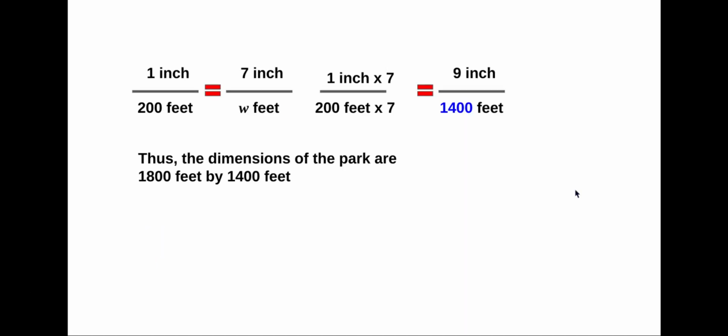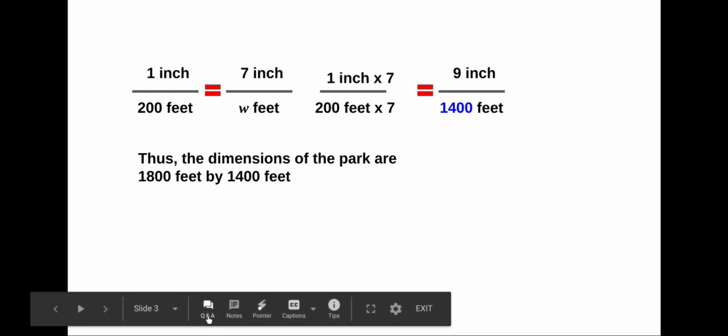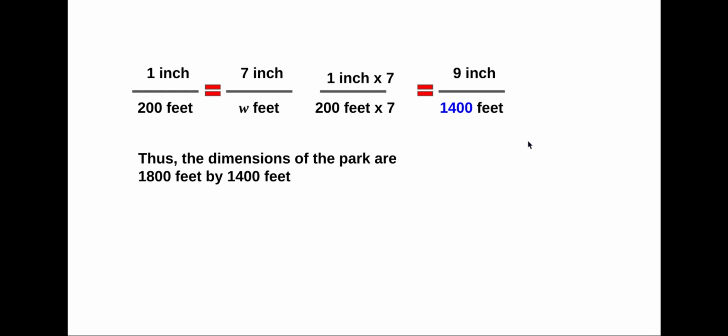So we know that the width is 7 inches. If 1 inch equals 200 feet, then 1 times 7 equals 7. Oh, geez, there's a little glitch in my presentation, which I'll fix when you see the actual slide. You see it right here on the video, so you get a little blooper here. But 1 times 7 is 7 inches, and so 7 inches is 1,400 feet.